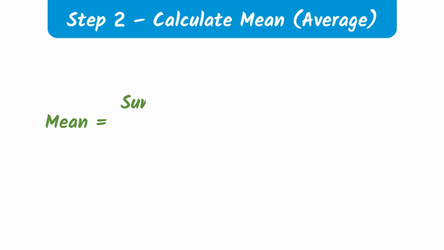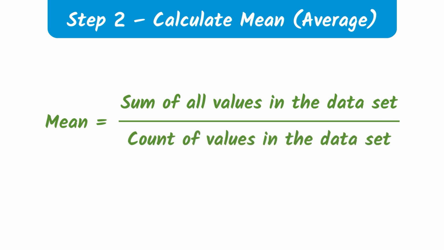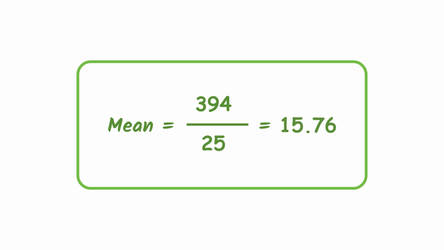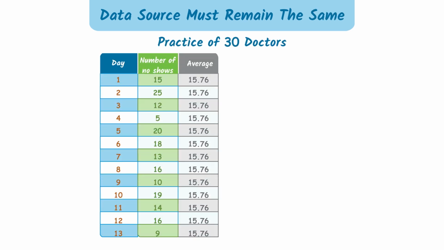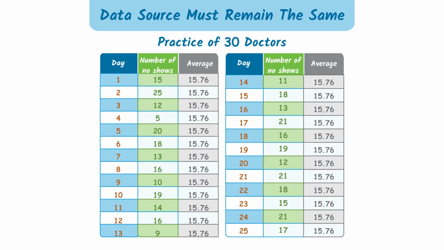Here we calculate mean or average value for this data. Now here we have a set of 25 data points. For this we simply add 25 data points and divide them by 25. That is sum of all the values of 25 data points in our data set and divide the total by 25. Here we get the average of 15.76. 15.76 patient no-shows average.